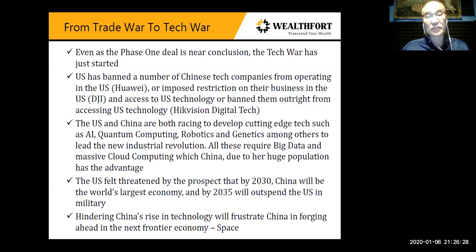Okay. The US felt threatened by the prospect that by 2030, China will be the world's largest economy, and by 2035 will outspend the US in military. Hindering China's rise in technology will frustrate China in forging ahead in the next frontier economy, which is space. So that is what the US is worried about. If China's technology really progresses, then the US would lose out in the next frontier economy.